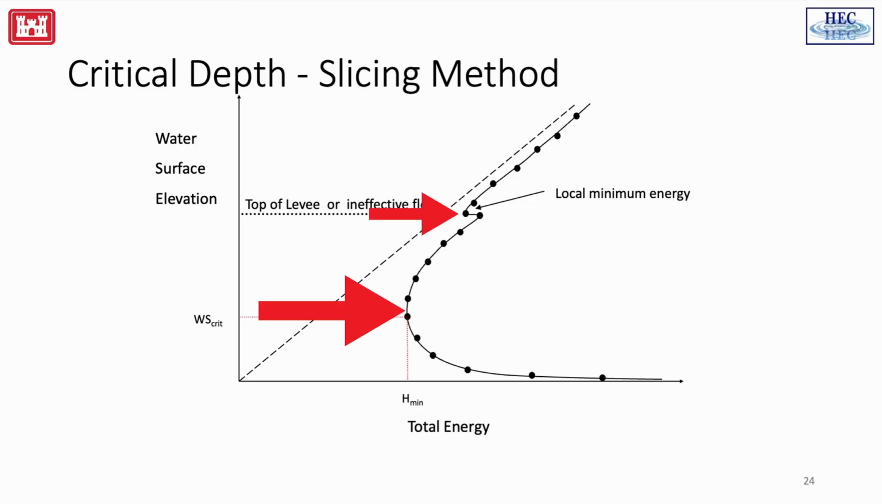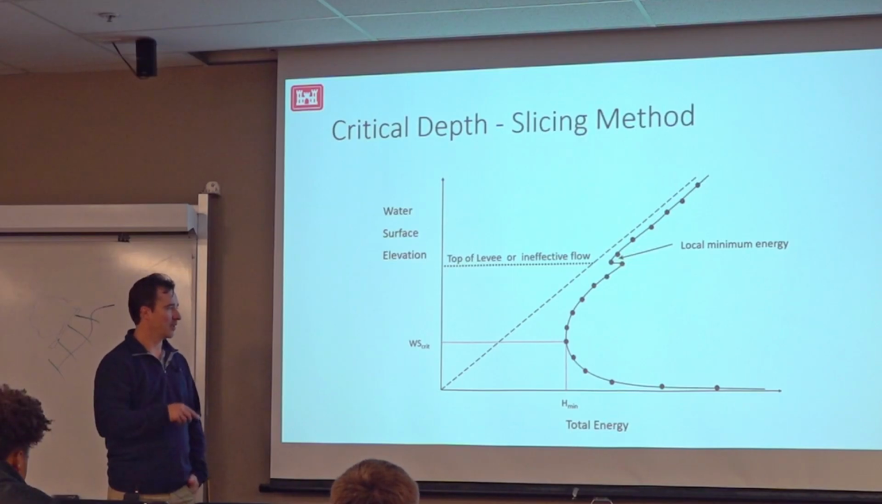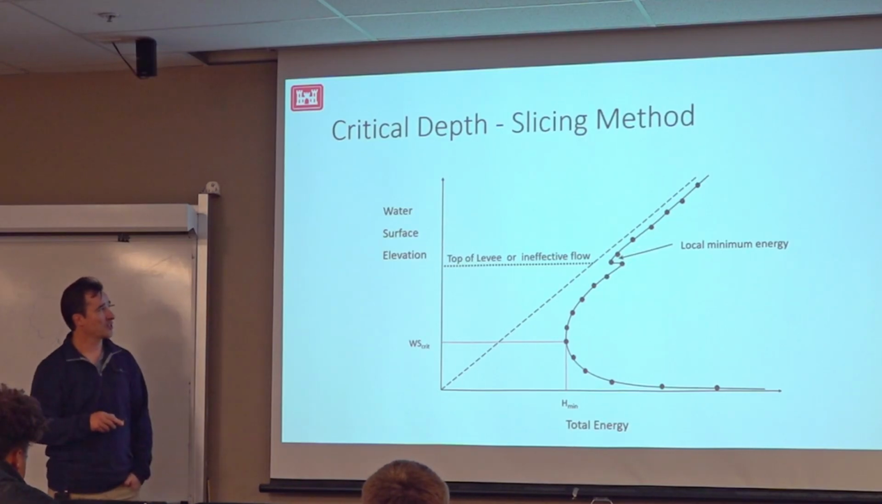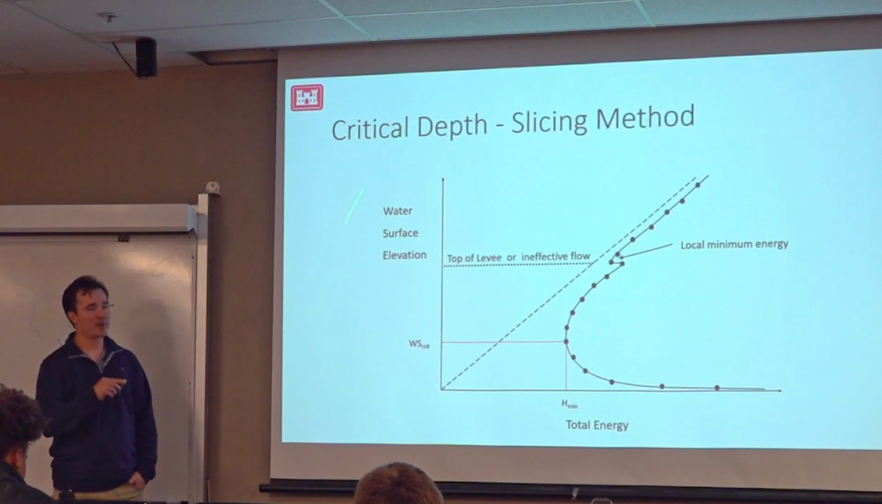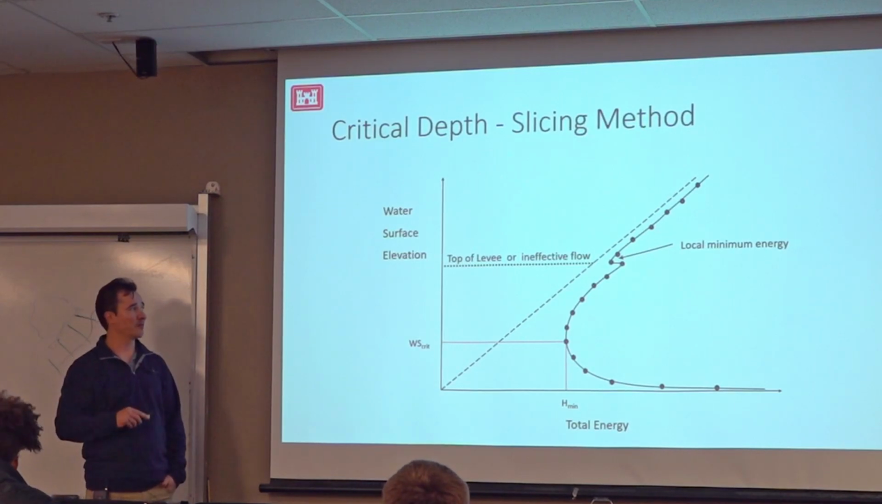Sometimes you have a curve that has little kinks in it, local minimum energy, and that can cause problems in computing the critical depth, the minimum flow. So you may fall in that little kink here and compute that. That's when the splicing method does a better job, and the other parabolic method could fail.